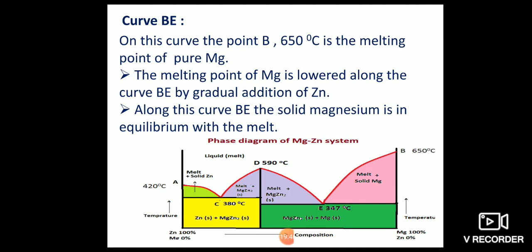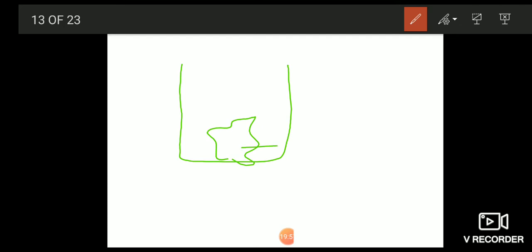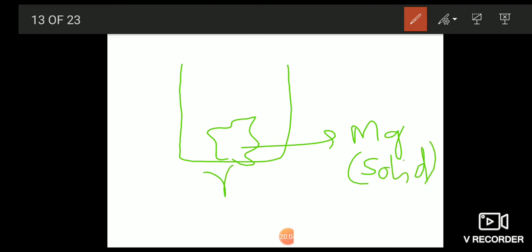How? Again, we shall imagine. This time I am starting with magnesium metal. Just imagination. Magnesium solid. Now fire. Heating. Up to which point we have to heat? 650 degrees Celsius. Then what will happen? It will start melting. This solid piece will start melting, so that the liquid phase will start to appear.